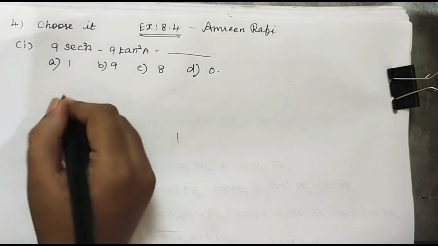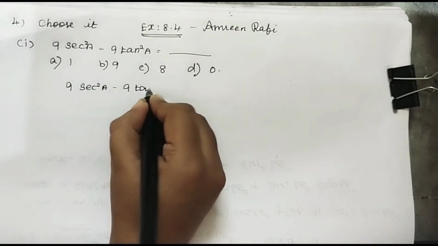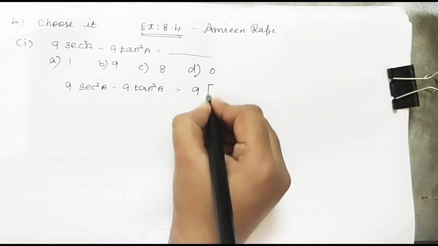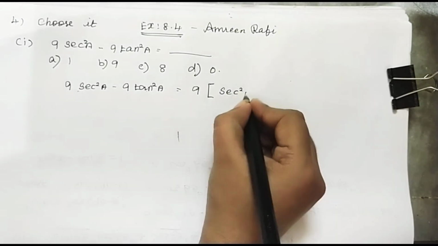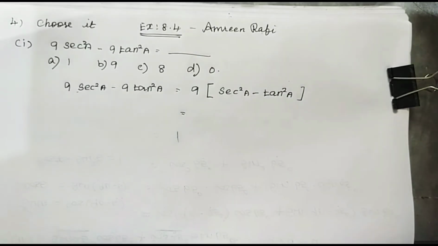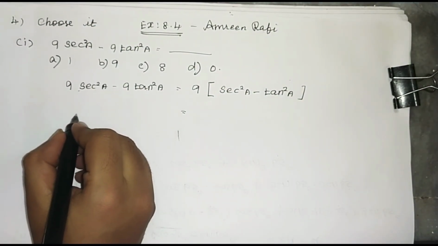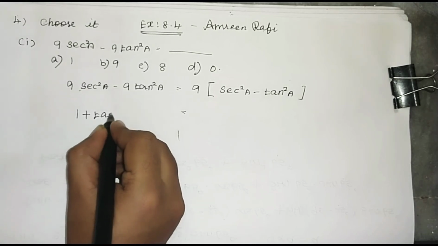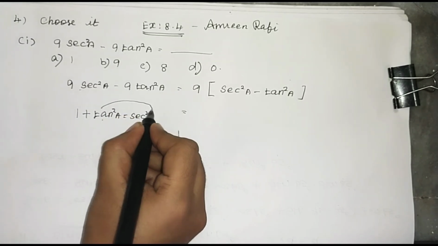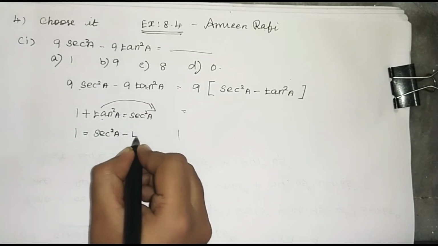For that we can write the question 9 secant squared A minus 9 tan squared A. In this both the 9 is common, so we can write 9 outside. So what will you get? Secant squared A minus tan squared A. Already you know very well the second trigonometric identity: 1 plus tan squared A equal to secant squared A. If you transfer tan squared A to the right side, you will get 1 equal to secant squared A minus tan squared A.